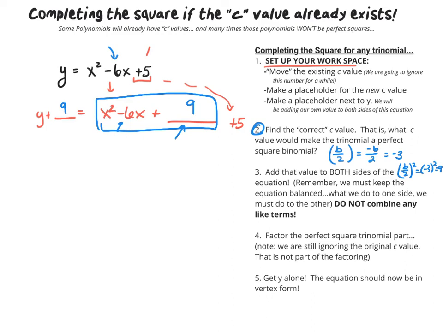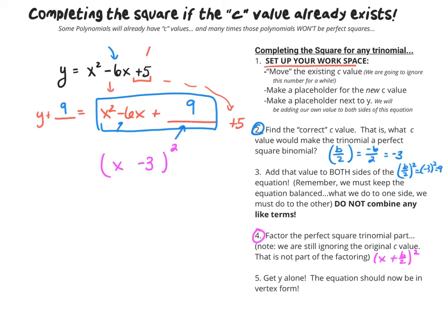Now in step number 3, all we have to do, excuse me, that step was step number 3. We added that to both sides. Step number 4, we want to factor the perfect square trinomial part. So in other words, what we said was, if we create a perfect square trinomial, it should always factor into x plus b/2 squared. So our b/2 value was -3. So in our parentheses, we would have x -3 squared.